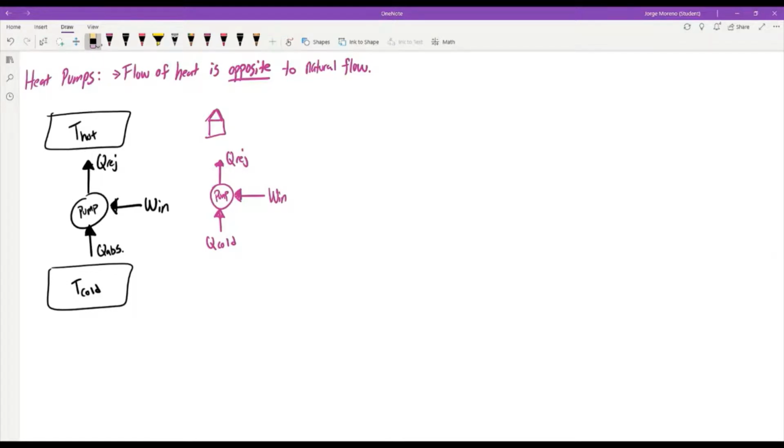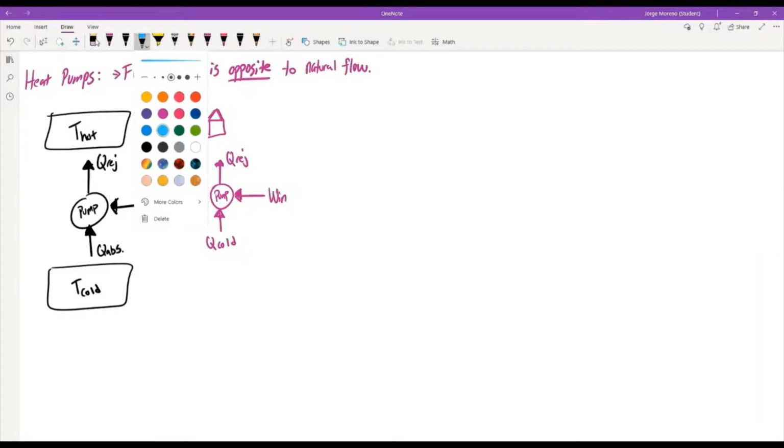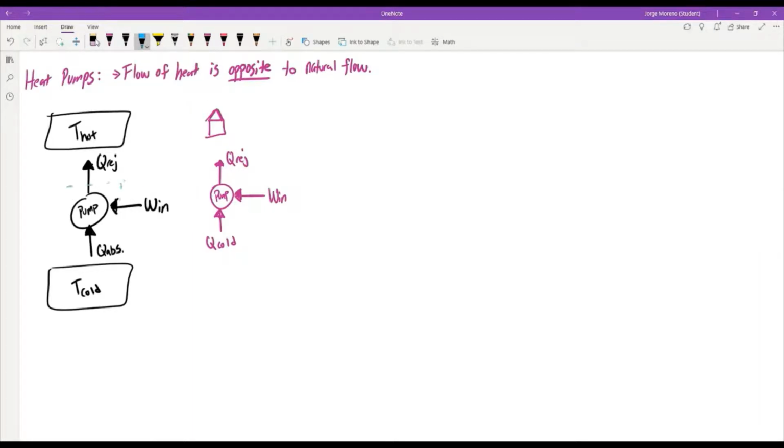All right, so a similar approach with the system can be treated here. So if you treat your pump as a system, then we get the following energy balance. We get that Q absorbed plus W in equals Q rejected.